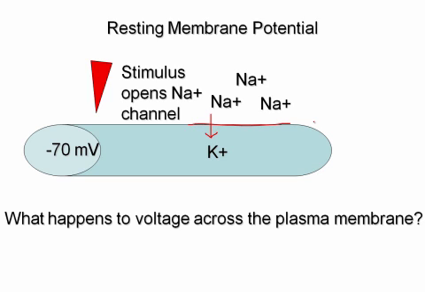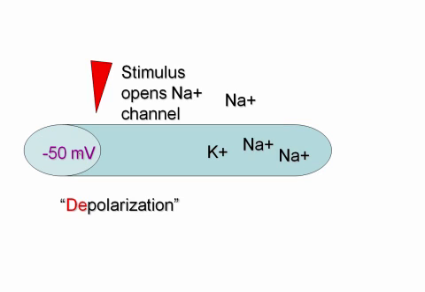And so what would that do to the voltage across the membrane? If we start off at about minus 70 inside and we allow positive charge to come into the cell, that is going to make that potential less negative. So this would be a depolarization. Remember, polarization simply means charge separation. If we depolarize, we have less charge separation. We've moved it closer to 0. So sodium entering the cell might change that voltage to minus 50 millivolts.